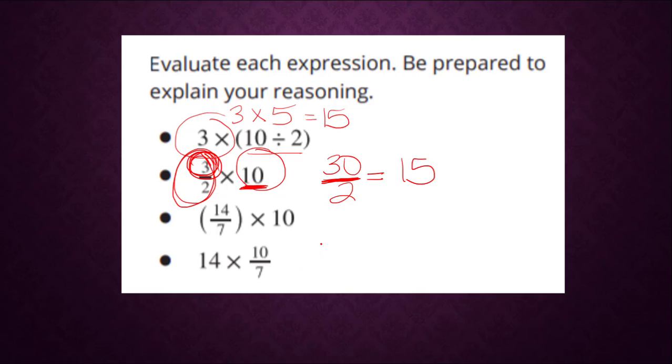Okay, our next one, we have (14/7) times 10. Okay, we're going to do our parentheses first. All right, 14 divided by 7. So what times 7 is 14? Well, that would be 2. Bring over what we haven't done. So 2 times my 10 equals 20.